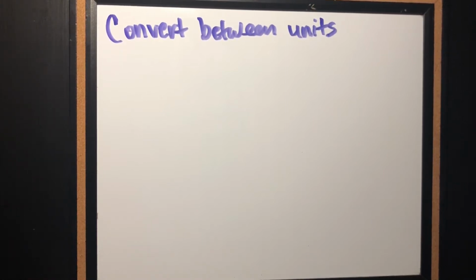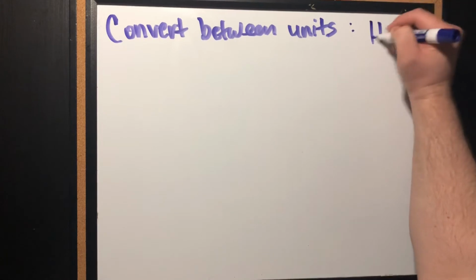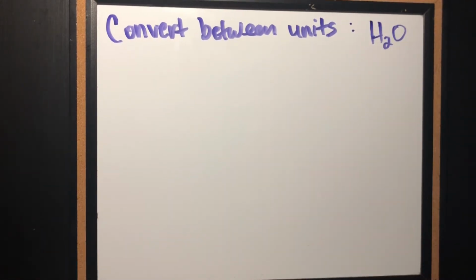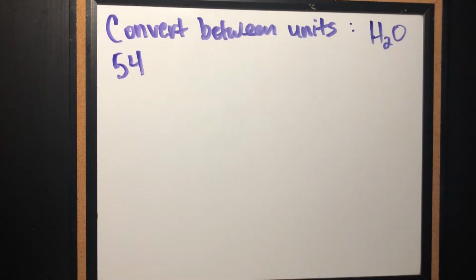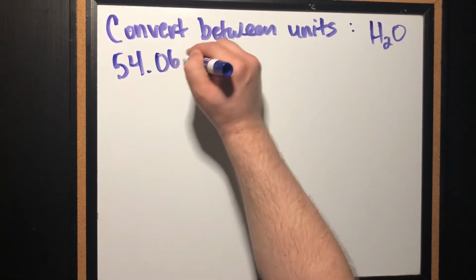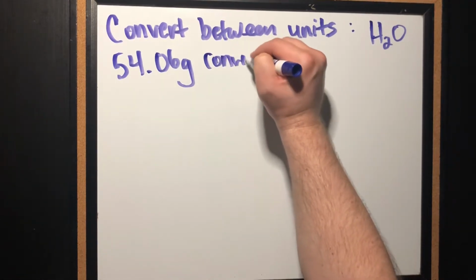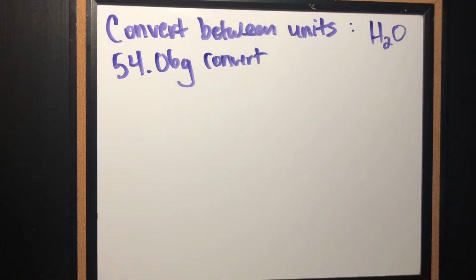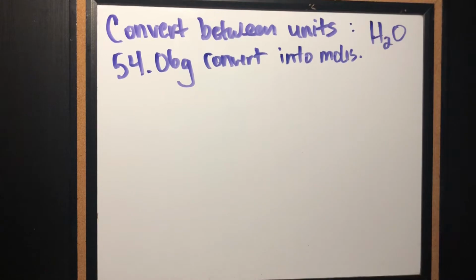Okay, now we're going to convert between units. So let's say we're still going to stick with H2O. Let's say that you have 54.06 grams of H2O, and you want to convert that into moles. We can do that with a simple, one-step dimensional analysis.